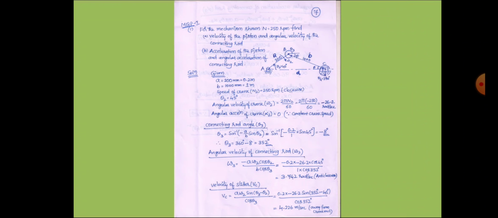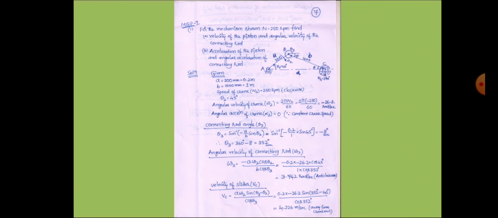So omega 2 and alpha 2. Omega 2 is equal to 2 pi n by 60 if the speed is given. Sometimes omega 2 will be given directly. Alpha 2 will be given if the crank is at non-uniform speed. If the crank is at uniform speed, alpha 2 will not be given. It means alpha 2 is equal to 0. Next, find theta 3, the connecting rod angle.